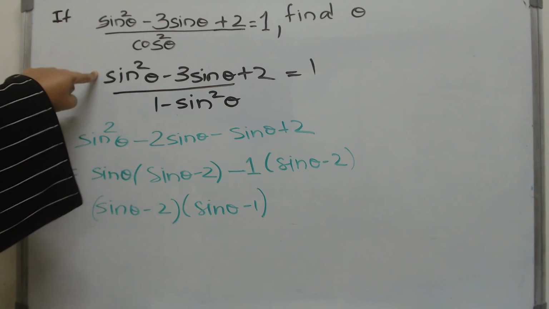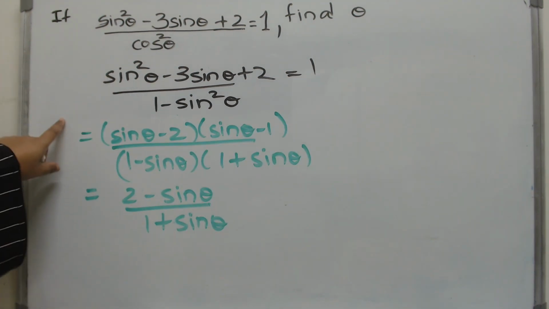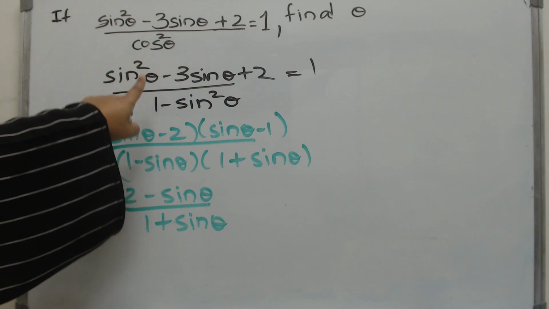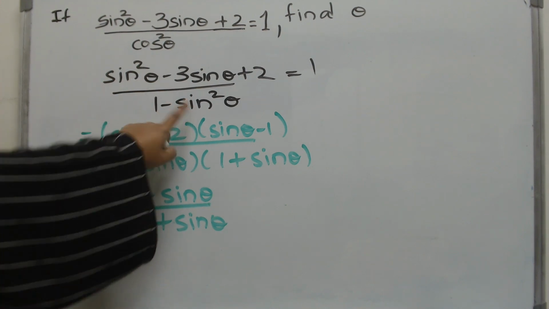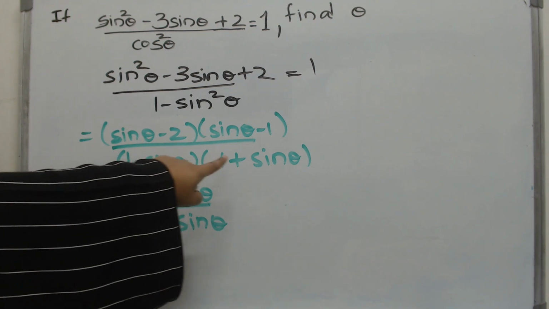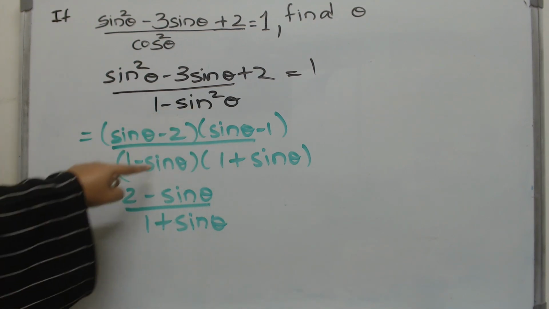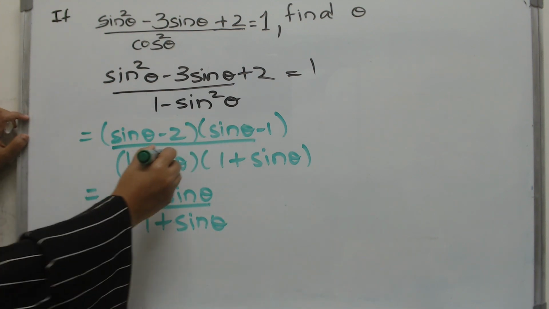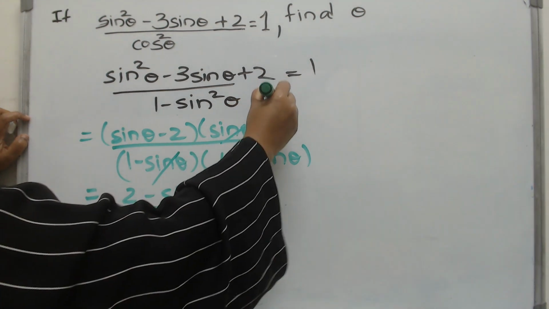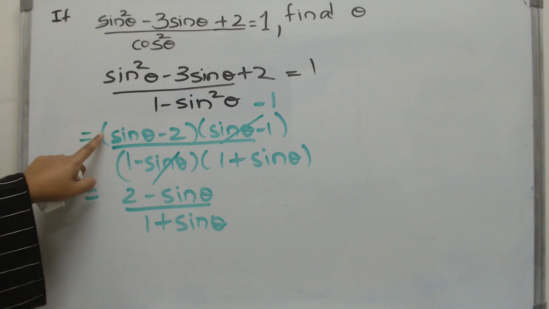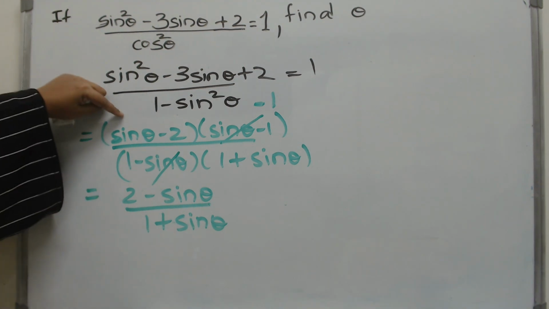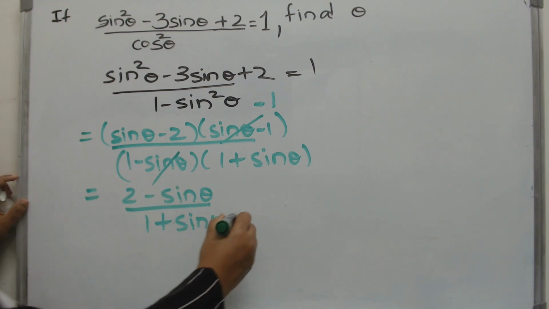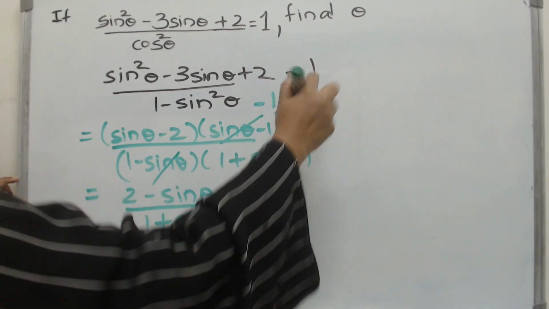Let us substitute it here. Here we have found out that the numerator looks like this. Now what about the denominator? It is of the form a square minus b square, which means a minus b into a plus b. But then do you see the two terms here? Sine theta minus 1, 1 minus sine theta. These two will get cancelled, but you will get a minus 1 here. Take the minus 1 to this side and you will see that sine theta minus 2 becomes 2 minus sine theta. But this whole thing is equal to what? It is equal to 1.